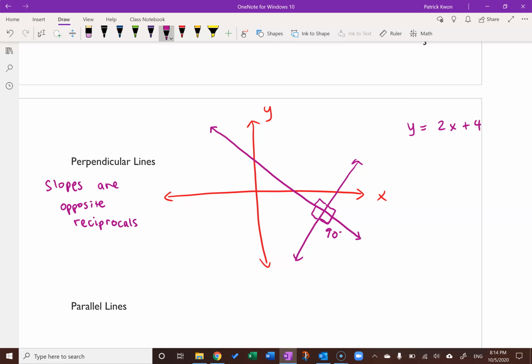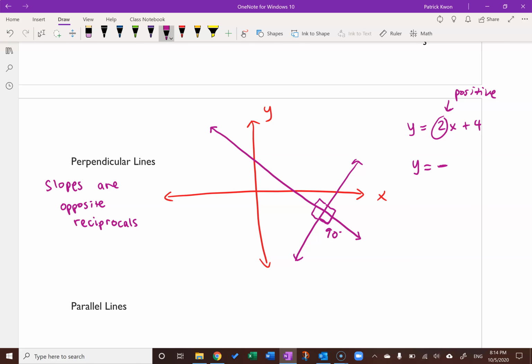And when we say opposite, we're talking about the sign. So since our slope in this example is 2, then whatever slope we have for our new equation has to be a negative number, because 2 is positive. So our new equation needs to be negative. So I threw in that negative sign there, and then it also has to be the reciprocal. And all the reciprocal means is that you flip the numerator and the denominator.